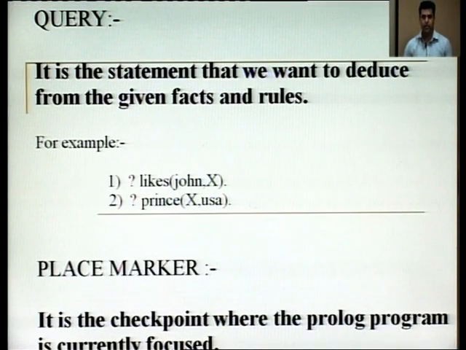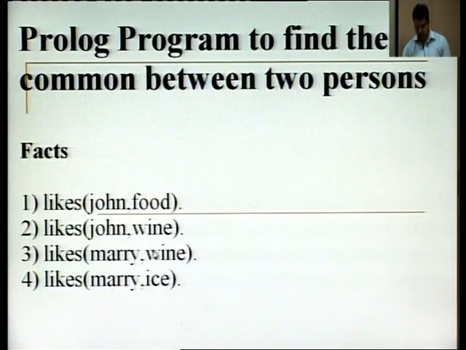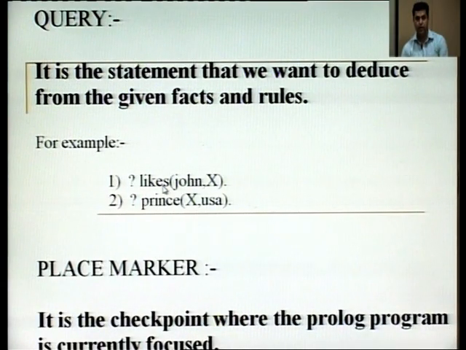So, let us again go through in detail the different queries we can put with Prolog. A query is a statement that we want to deduce from the given facts and rules. For example, if we want to check what are the different things that John likes, you can put a query like likes John comma X, and we will get the different values of X. Who is the prince of USA? Here we can get the value of this variable X.